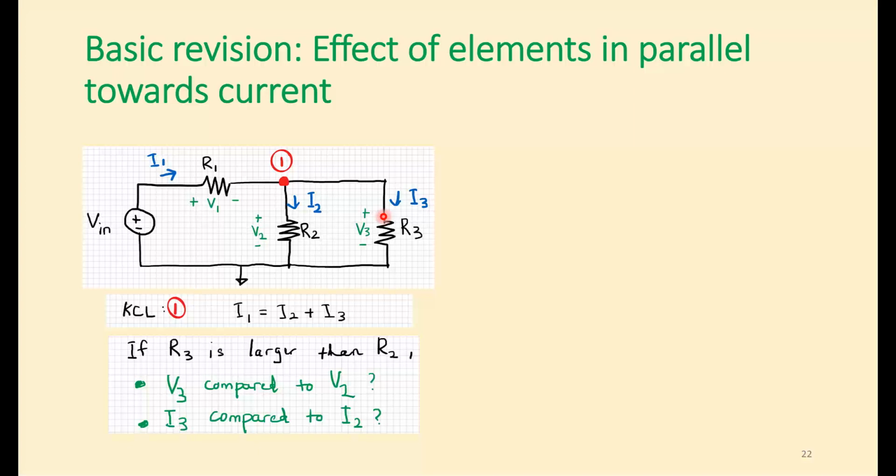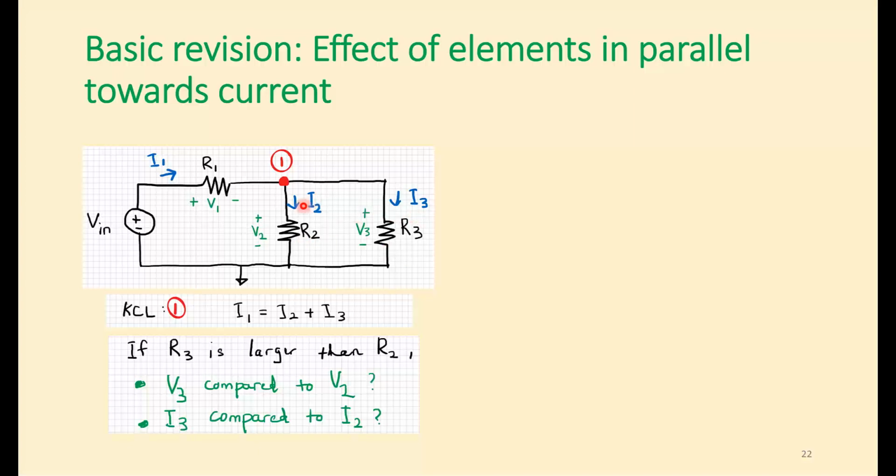Now, if R3 is larger than R2, how is V3 compared to V2? Can you respond to that intuitively? Well, the answer is V3 is going to be the same as V2, because R3 is in parallel with R2, right? So V3 and V2 are the same. But how is I3 compared to I2? If R3 is larger than R2, current I3 is going to be less than I2.